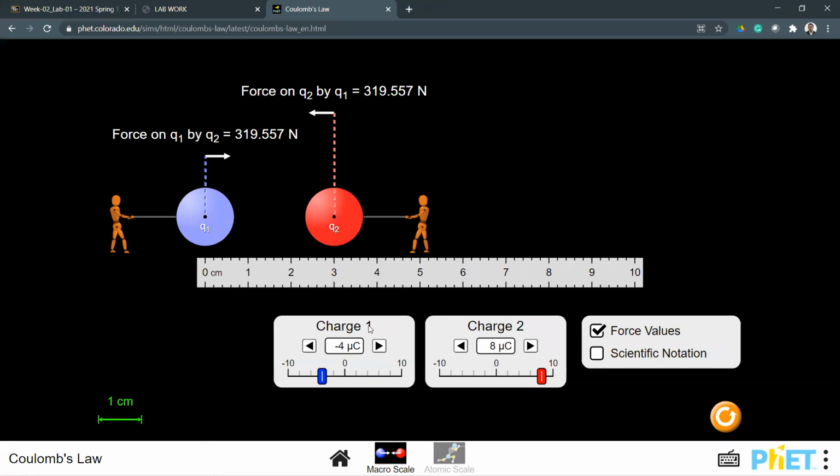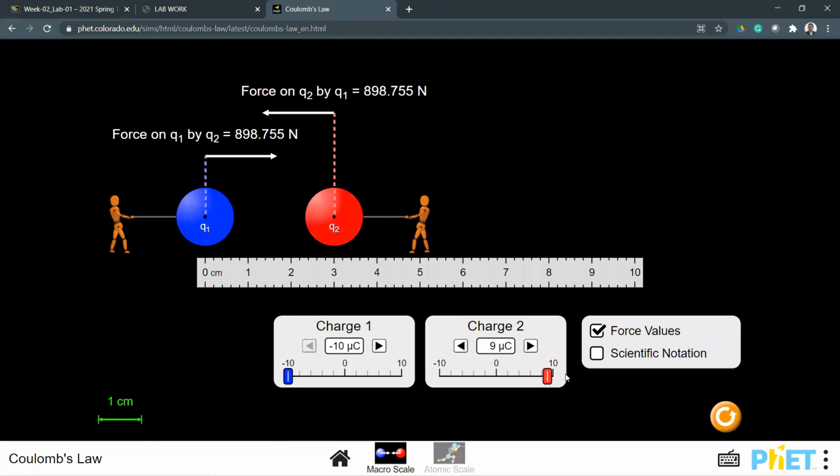And I can change the charge of particle number 1. Maybe we can add the maximum possible negative value to that, negative 10 micro. And then charge particle 2 will be set to the maximum possible positive value. And then the force between them is already shown here on the simulator. We will calculate that by using Coulomb's law and then compare it to this one.